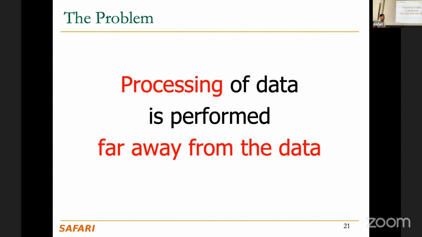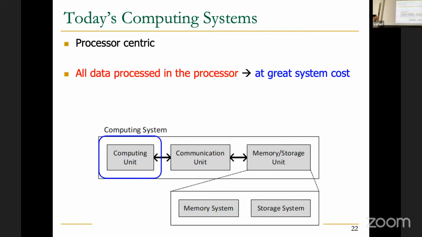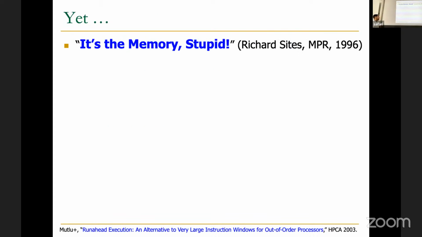if you look deeper at all of these problems, the main issue is that processing of the data is usually performed really far away from the data itself. The processor is the center of the communication in the entire system, and then we have many levels in a deep cache, a deep memory hierarchy, where we need to move data back and forth all the time. And this basically causes a huge cost for the system.